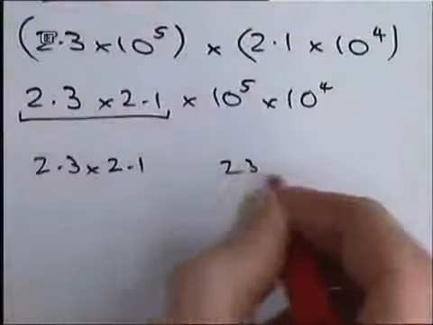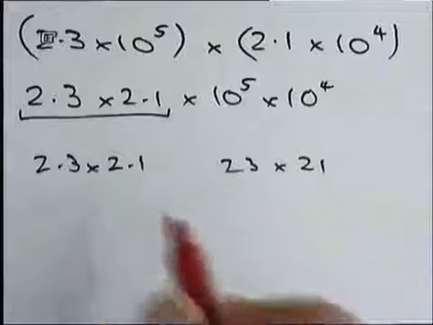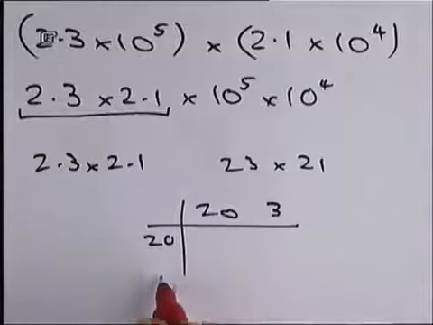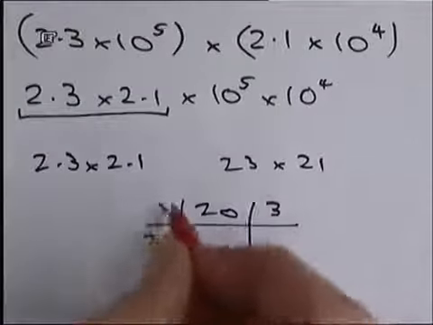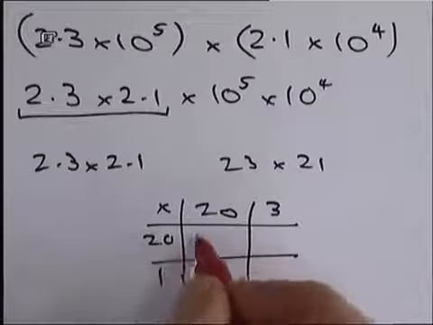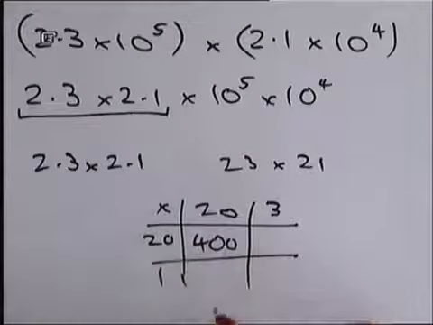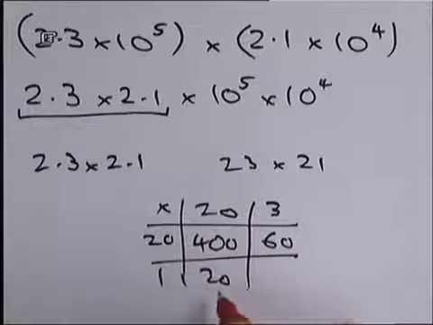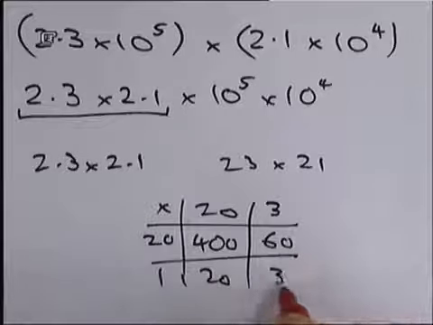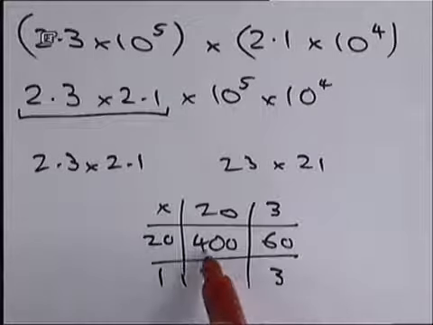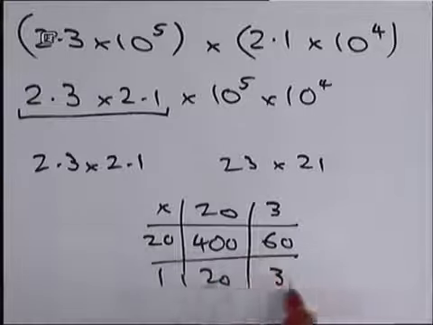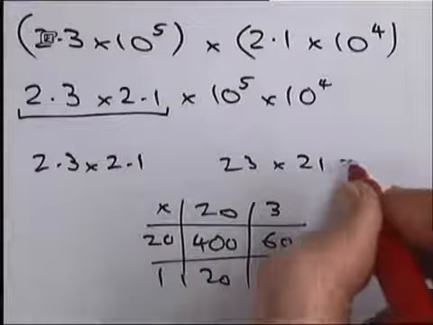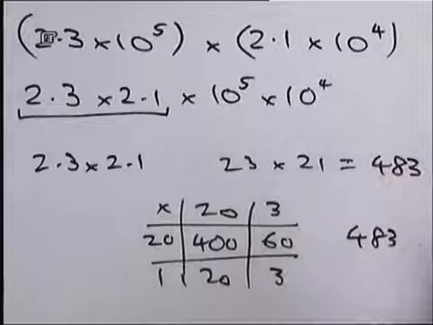I'm going to do first of all 23 times by 21, ignoring the decimal points. I'm going to do my 23 and my 21 in this multiplication grid. 2 2s are 4, and I have 2 noughts, so that's 400. 20 times by 3 is 60. 20 times by 1 is 20. 1 times by 3 is 3. If I add the numbers inside the grid up, 460, 483. So I've got 23 times by 21 is 483.